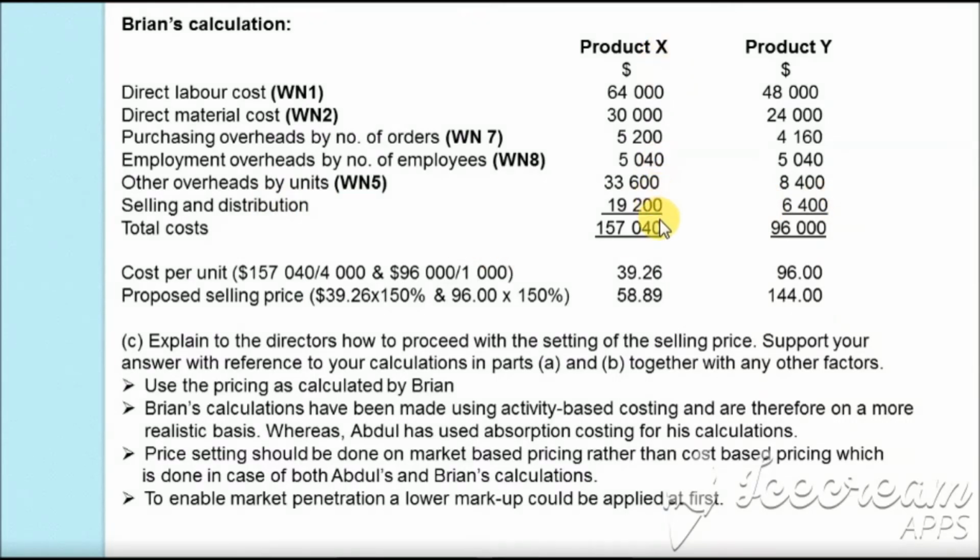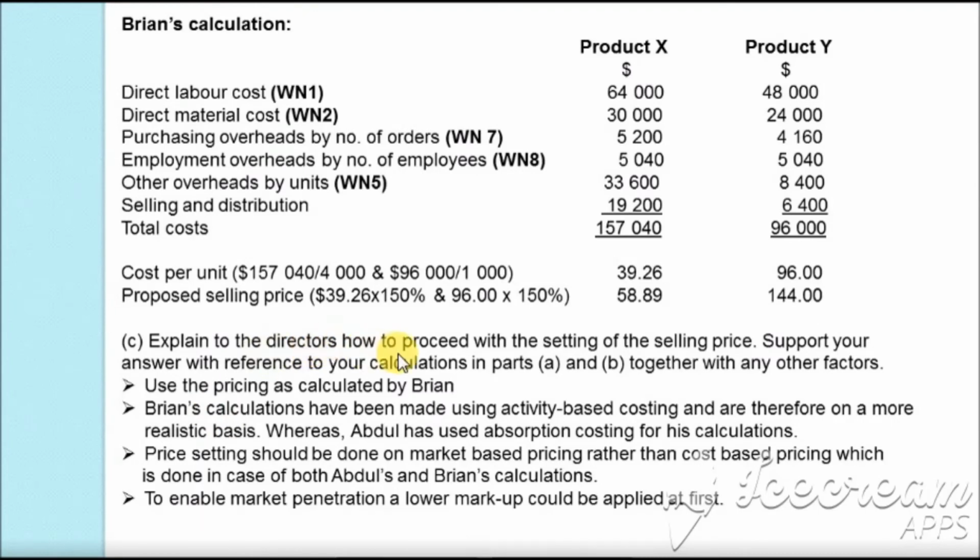Then we are going to total it up to get the total cost, and after that we are going to find the unit cost. And how will we do that? We'll take the total cost divided by the total production. We get the unit cost for X as $39.26 and for Y as $96. And then we'll find the proposed selling price by multiplying the cost per unit by 150%. For X, we will get $58.89, and for Y we will get $144.